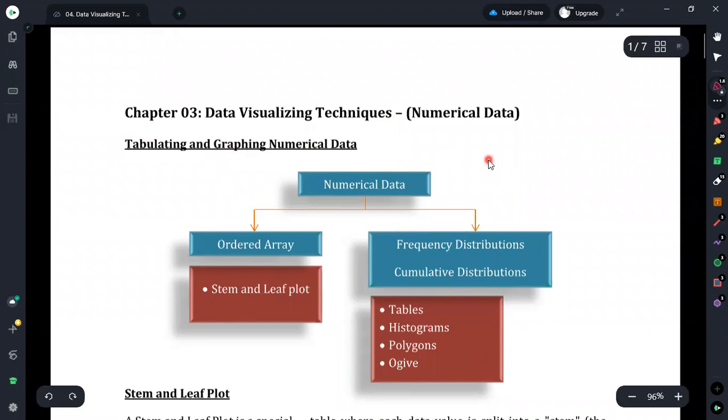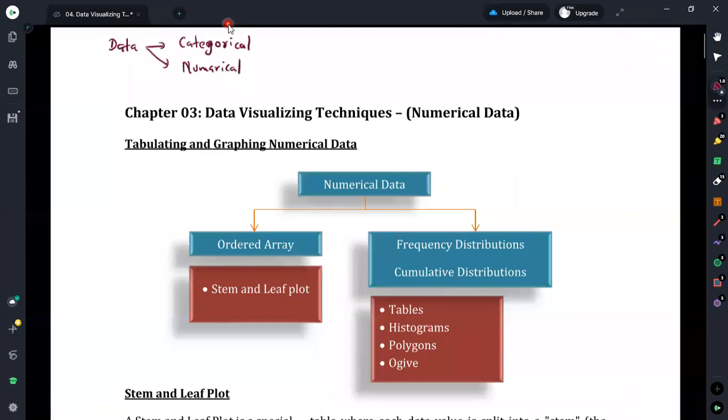When we are discussing data, we have learned that we can divide this data into two parts. We can say this data can be categorized into two parts. First, we have the categorical data, and the next is the numerical data. In the previous session, we discussed the techniques that we can use for data visualization for the categorical data. In this session, we will discuss it for the numerical data.